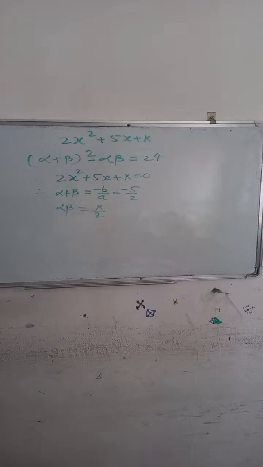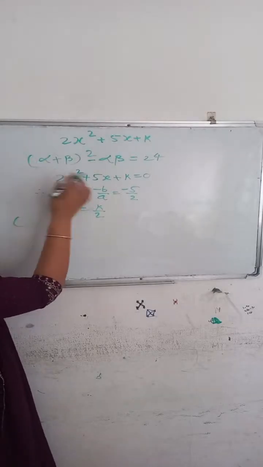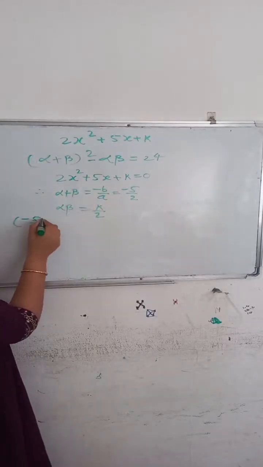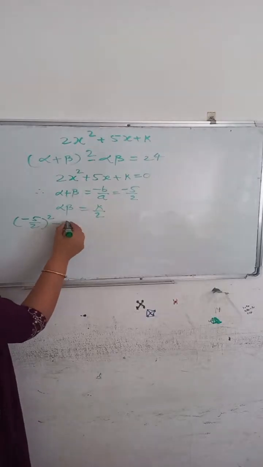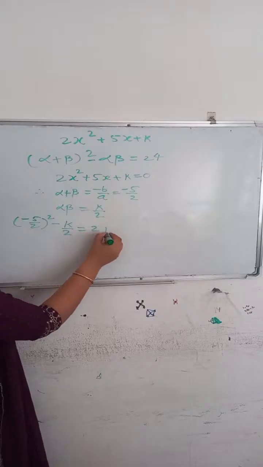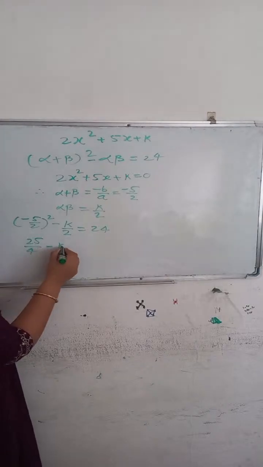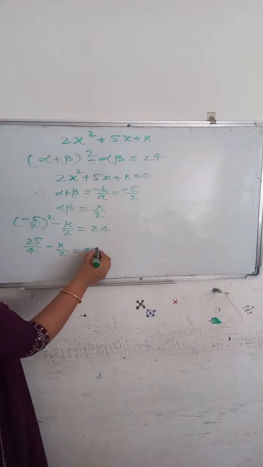Okay. I have this. But we have to find out the value for k. So no other zeros. Okay, this much is given. Then k we have to find out. Then here given equation is alpha plus beta whole square, alpha plus beta is minus 5 by 2 square, minus alpha beta, which is k by 2, is equal to 24. So write 25 by 4 minus k by 2 is equal to 24.